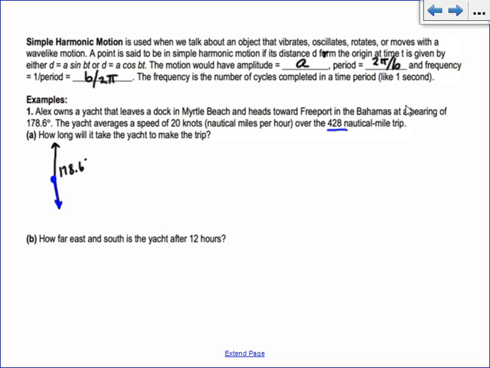All right, so basically, you're still going to do distance equals rate times time. The distance was 428 nautical miles. The rate was 20 nautical miles per hour. So if I want to find the time, I just divide 428 by 20. Yep, so I get t equals 21.4.